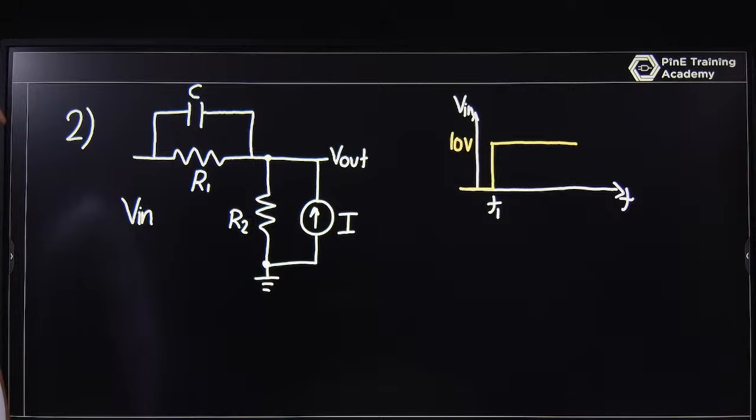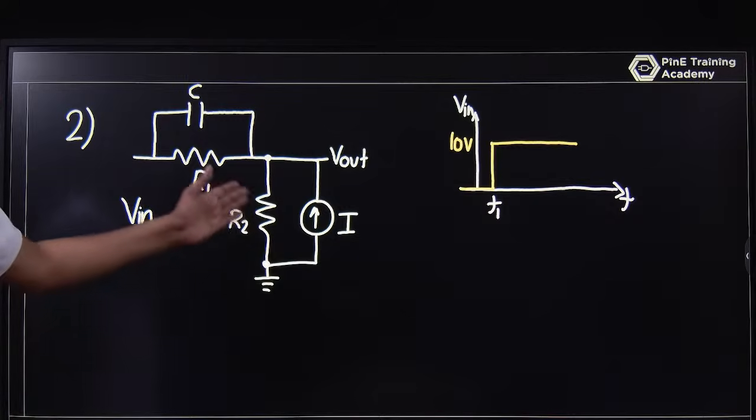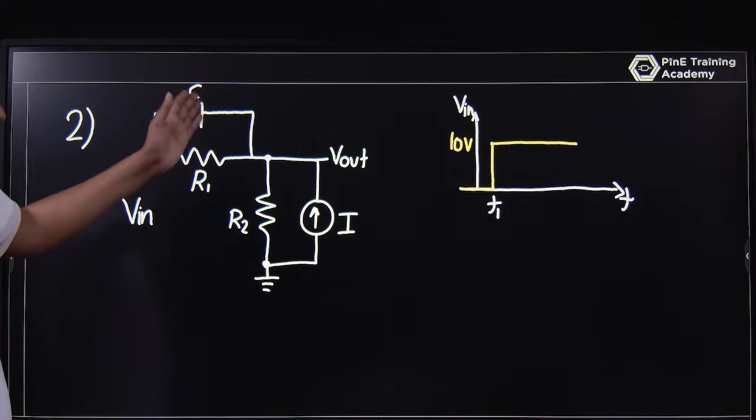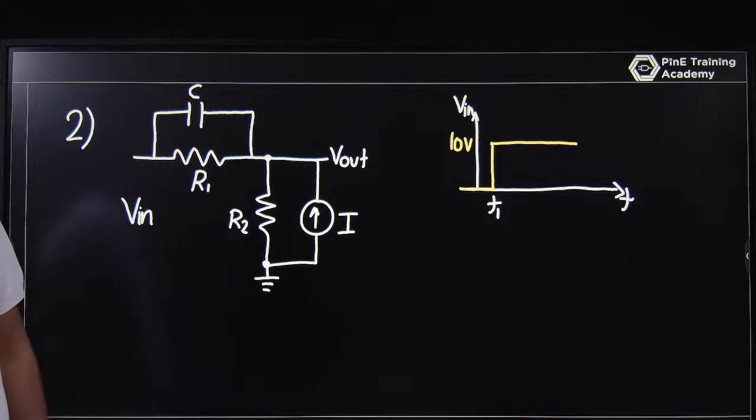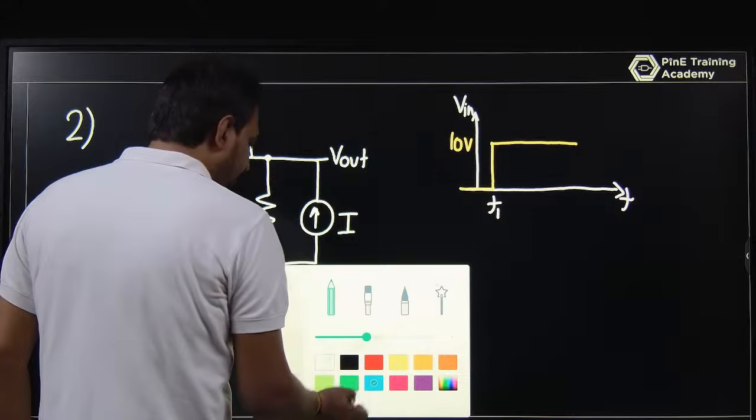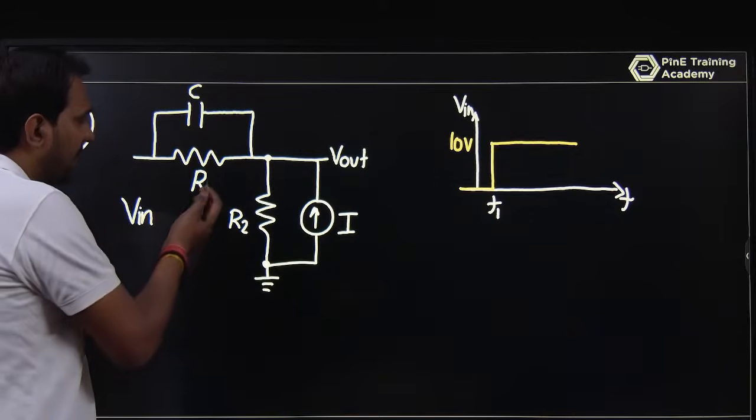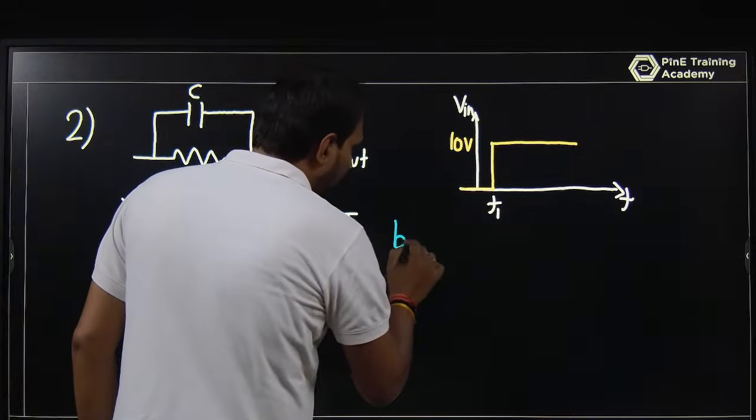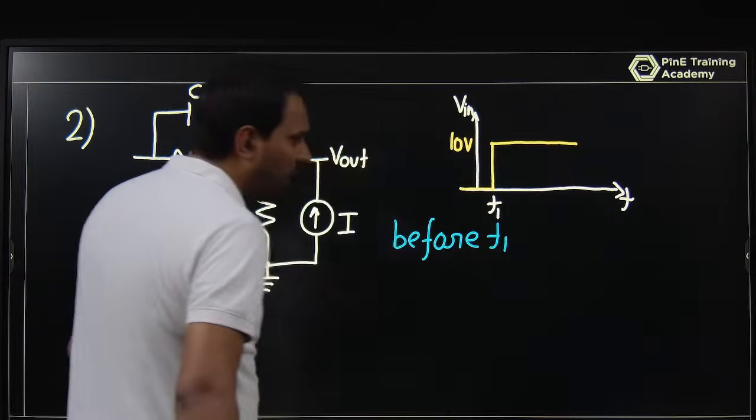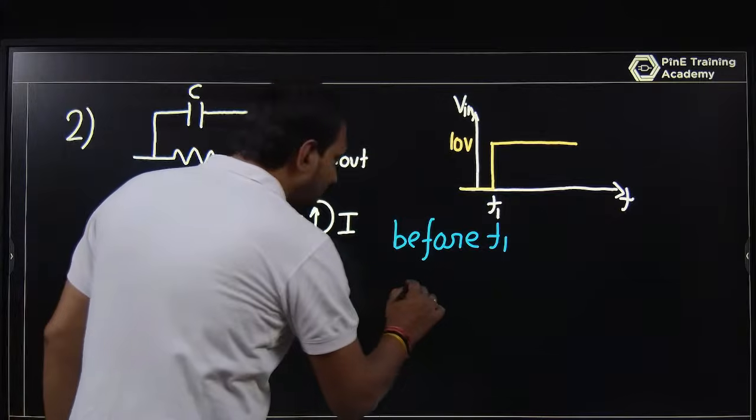So I am thinking in a way that the input voltage is 0 before T1. So I am converting this input into a short circuit to ground, and finding the initial voltage across the capacitor, because before T1 the capacitor behaves like an open circuit in a steady state. So I just break that circuit. Before T1, what is happening? The input voltage is 0 there.